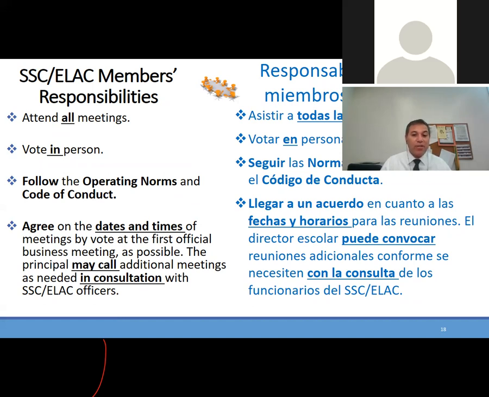Also, if we have to vote, it's voting in person. If it's through Zoom, you have to be present through Zoom. You can't send someone to vote for you. Whenever we meet in person, you need to be here and voting in person. We have our norms and code of conduct, and we're going to be making a calendar as to what are the dates and times of our meetings. And sometimes we might need to have additional meetings, and we will let you know that ahead of time.